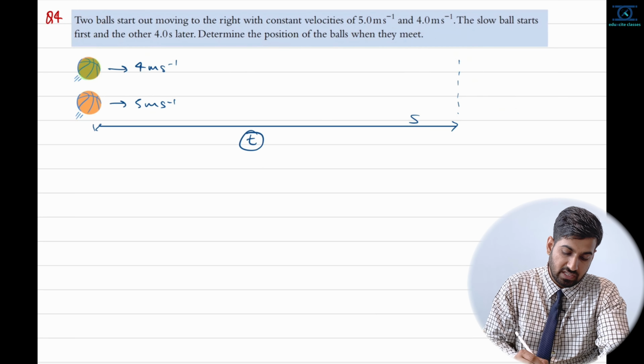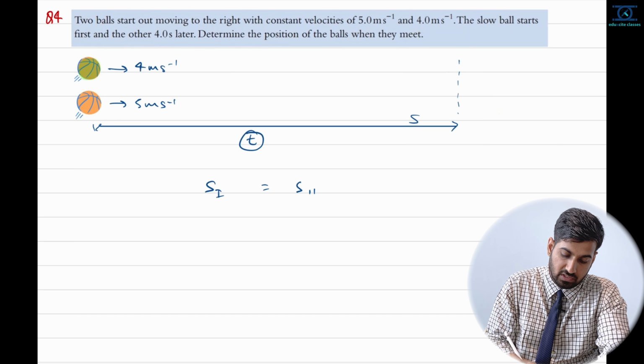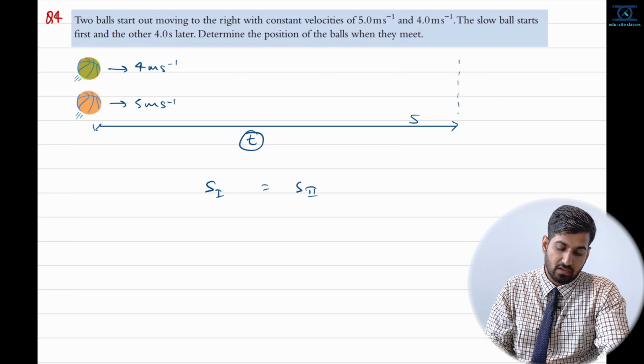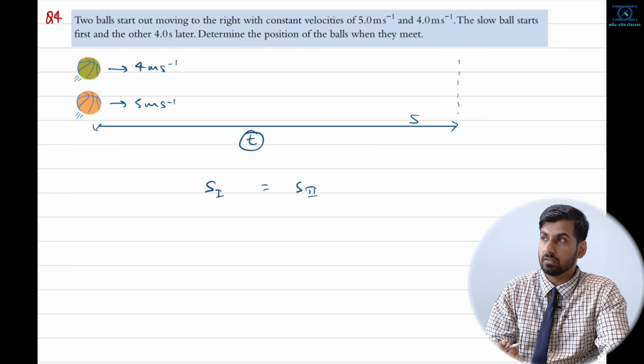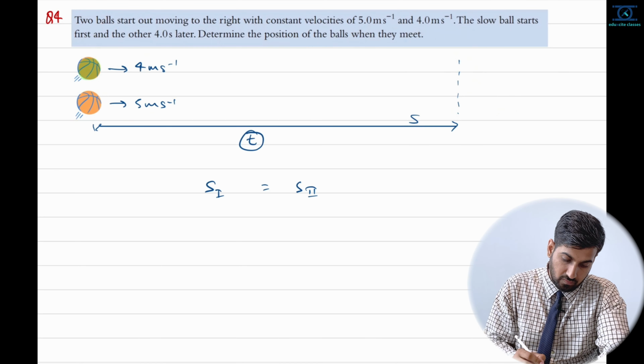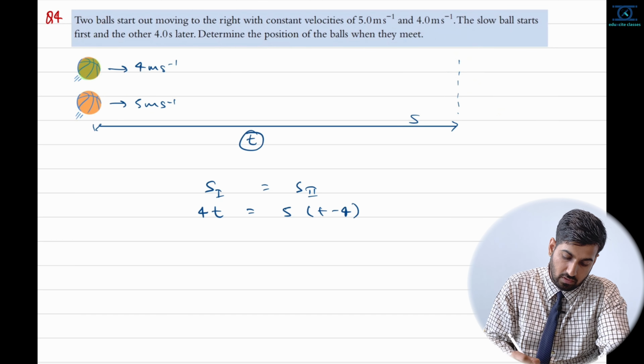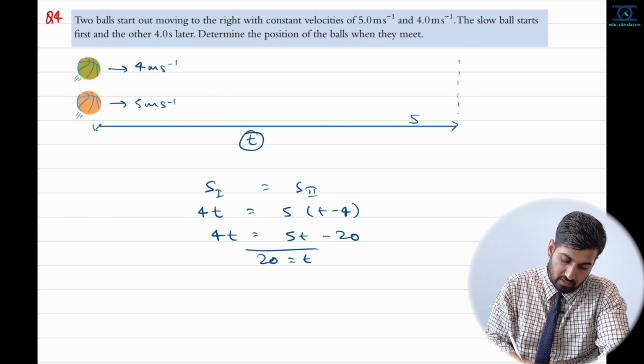And they are moving with the same displacement, so the displacement of the first ball will be equal to the displacement of the second ball. So first let us find out the time, and using the time we can find out the displacement. So first is v = 4 into t, and the second will be 5 into (t minus 4). So 4t is equal to 5t minus 20.